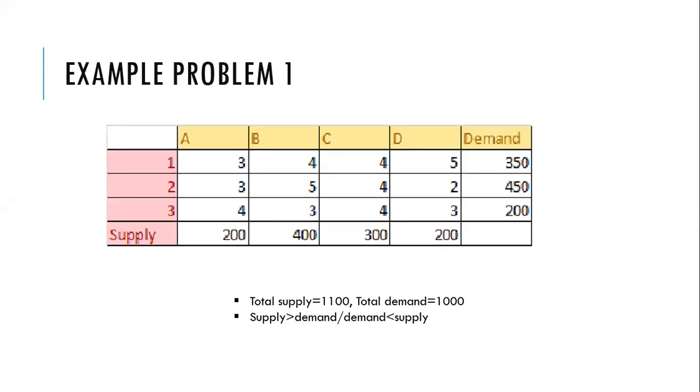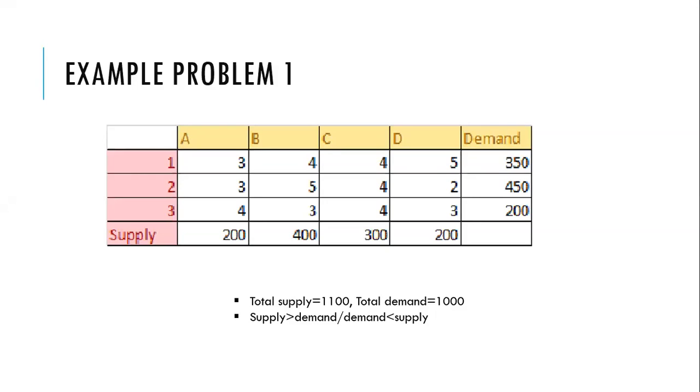In this session, we will discuss the unbalanced transportation problem. Let us discuss this with the help of a simple example. Here, as you can see, there are 3 supply points and 4 demand points. So what is the total supply here? The total supply is 1100 and the total demand is 1000.